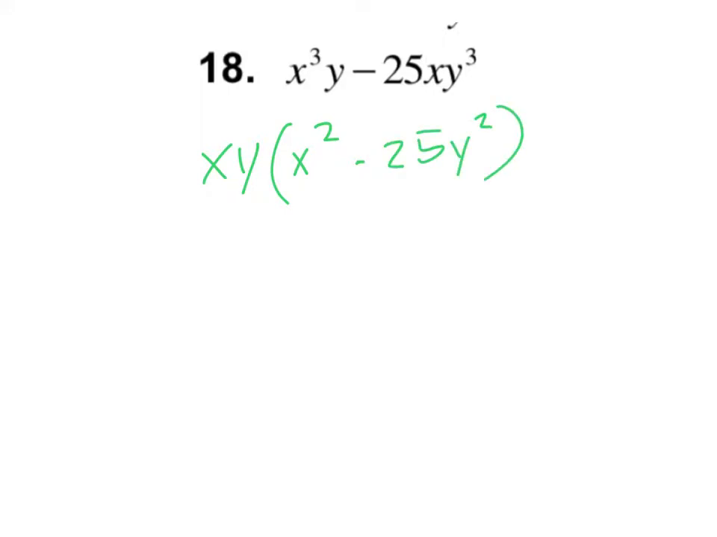Now what's in parentheses, they're both perfect squares and they're being subtracted, so that is the difference of perfect squares. So I can write that as the square root of the first, the square root of the second, and we alternate the signs. And that's the factored form for number 18.